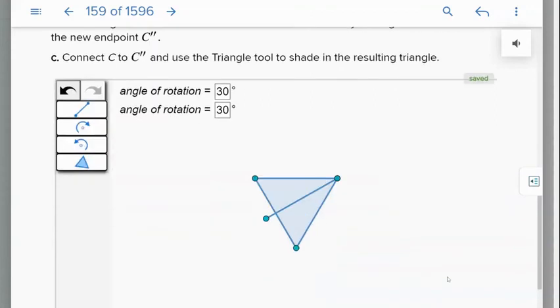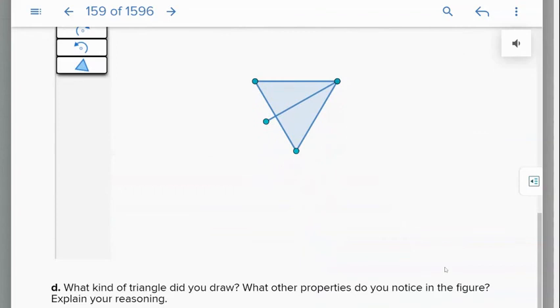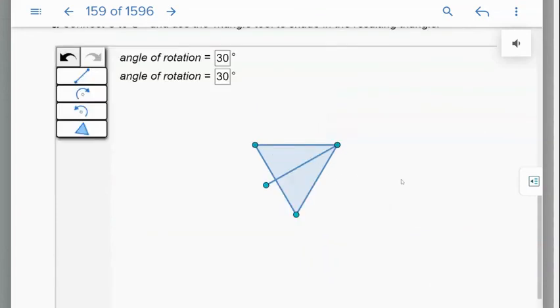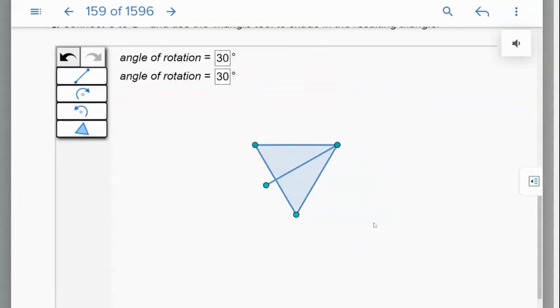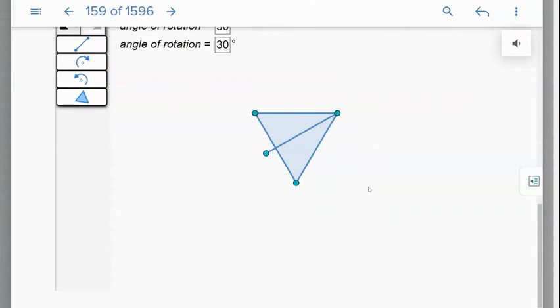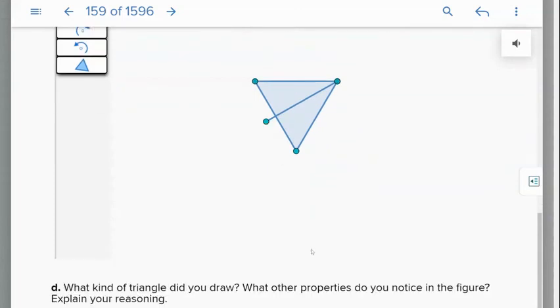Interesting. What kind of triangle did you draw? What do you think this is? Do you think this is an equilateral triangle? An isosceles triangle? I'm going to leave that up to you. Okay. What other properties do you notice in the figure?